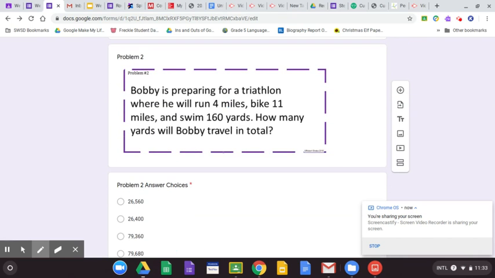Next one, it says Bobby's preparing for a triathlon where he will run 4 miles and bike 11 miles and swim 160 yards. How many yards will he travel in total? So the question wants the answer to be in yards, so you already have this one in yards. So I'd leave that alone for right now. I would add up the 4 miles and the 11 miles, which equals 15 miles. Then you need to convert those 15 miles into yards, and whatever that answer is, add it to 160.